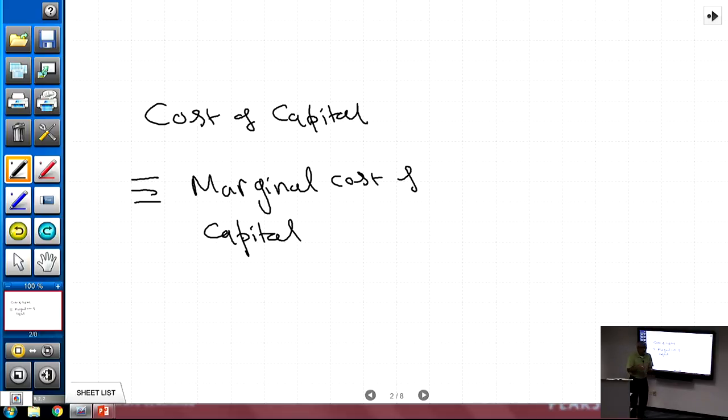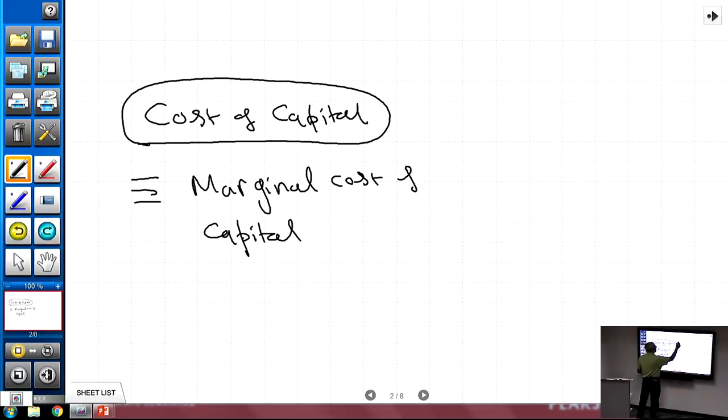So if it goes out and it has to borrow $1 or raise from the equity market another dollar, what will be the cost that the firm will have to incur, meaning what will be the return that investors will be expecting? So that's what we have to compute. And why do we need to know this? What is the purpose of finding out this cost of capital?